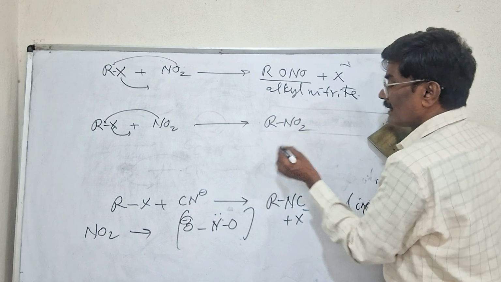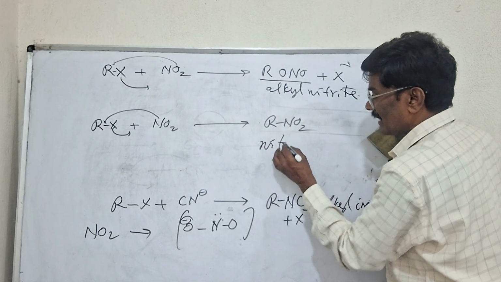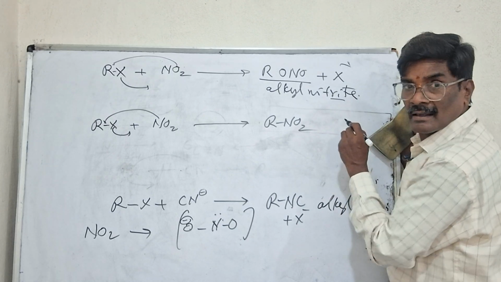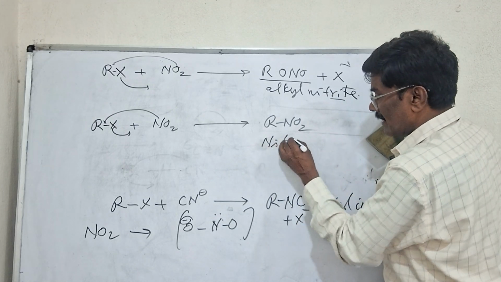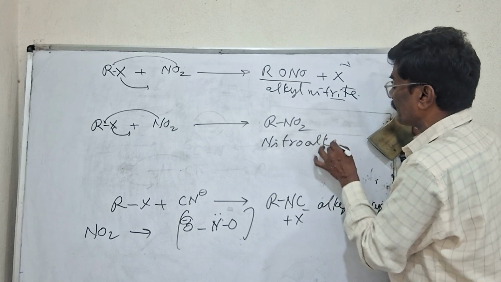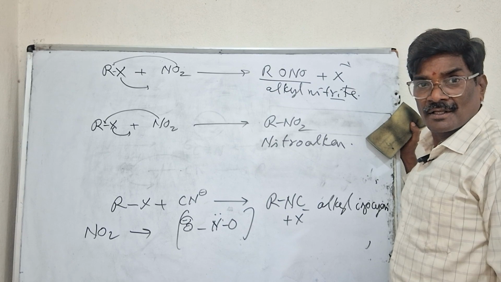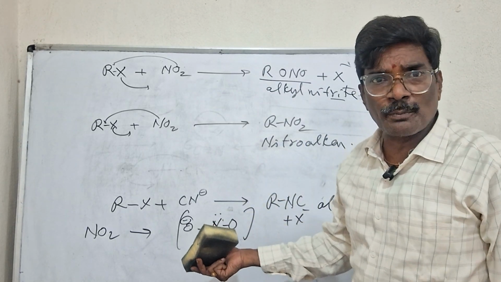This is called nitroalkane. This is alkyl nitrite, and this is nitroalkane. Yes, the products are different. So everybody should know this point.